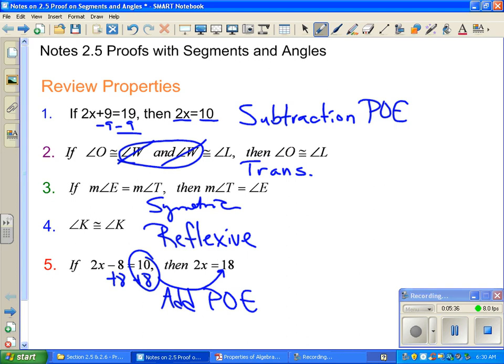So that's kind of one of the things you need to be able to do. You need to be able to pick out the correct property, because you're going to have to write down those property names.